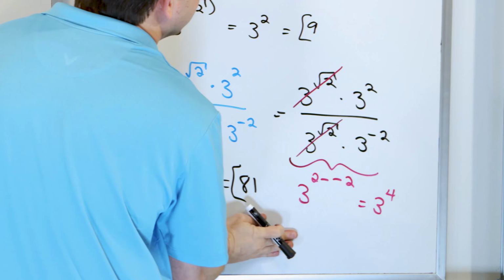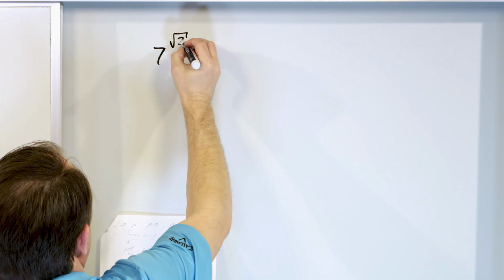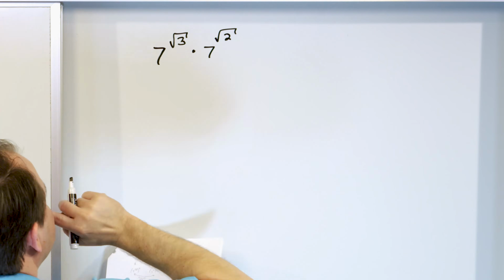All right, we have a couple more. What if we have, let's take a look at 7 to the power of the square root of 3 multiplied by 7 to the power of square root of 2. How do you handle that?